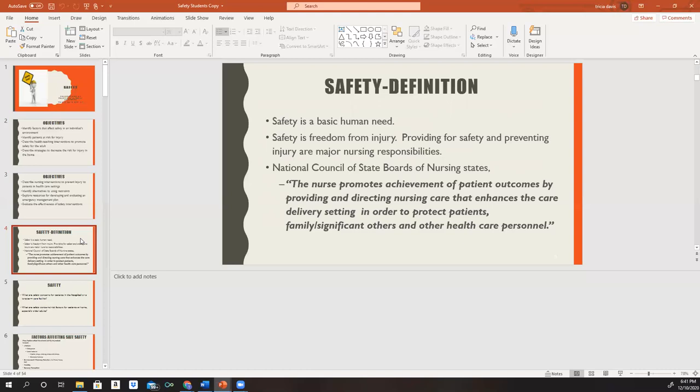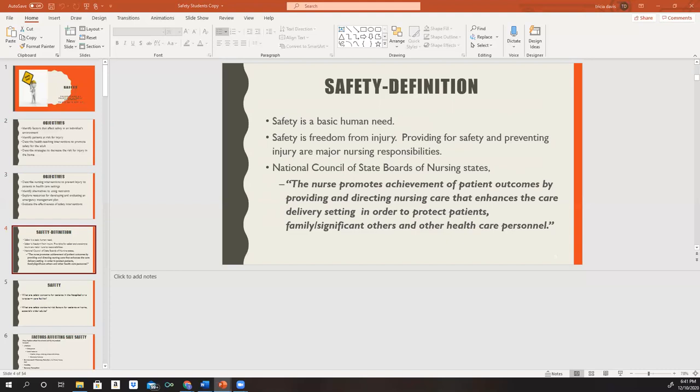The National Council of State Boards of Nursing states that, quote, the nurse promotes achievement of patient outcomes by providing and directing nursing care that enhances the care delivery setting in order to protect patients, family, significant others, and other health care personnel. That came right from the National Council of State Boards.